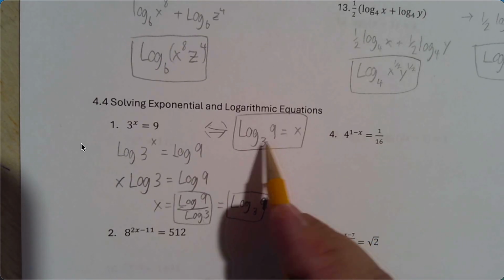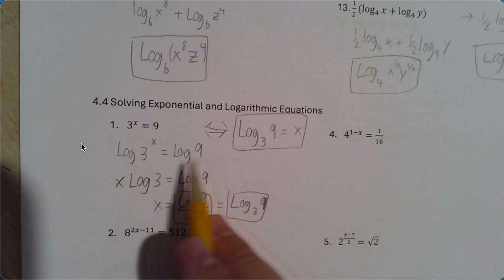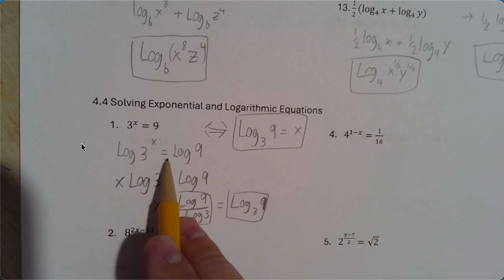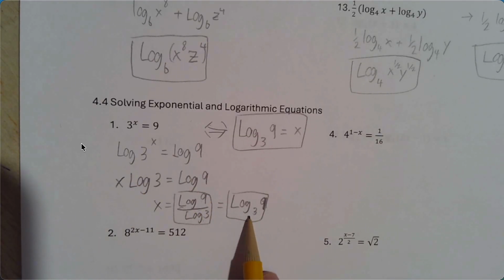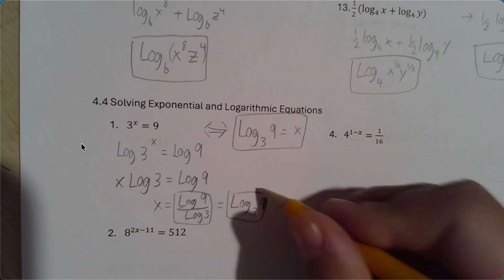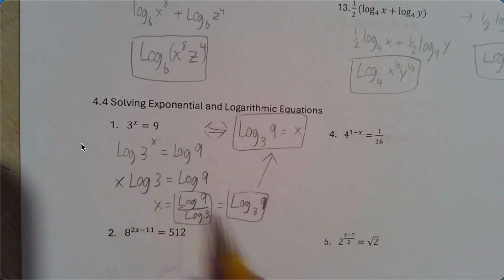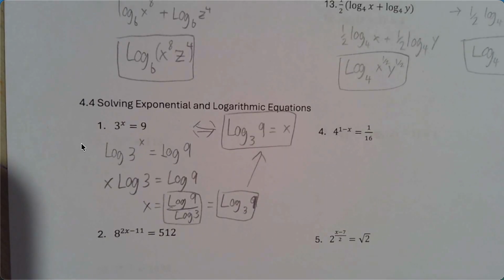So don't miss that wording. How did you actually get here? Because you applied a log to both sides. Your property said the x could drop down. You then needed to divide, and dividing two logs is the equivalent of writing them in a new base of the bottom log. And guess what? It loops all the way back. It's just one giant circle now, which is kind of crazy.